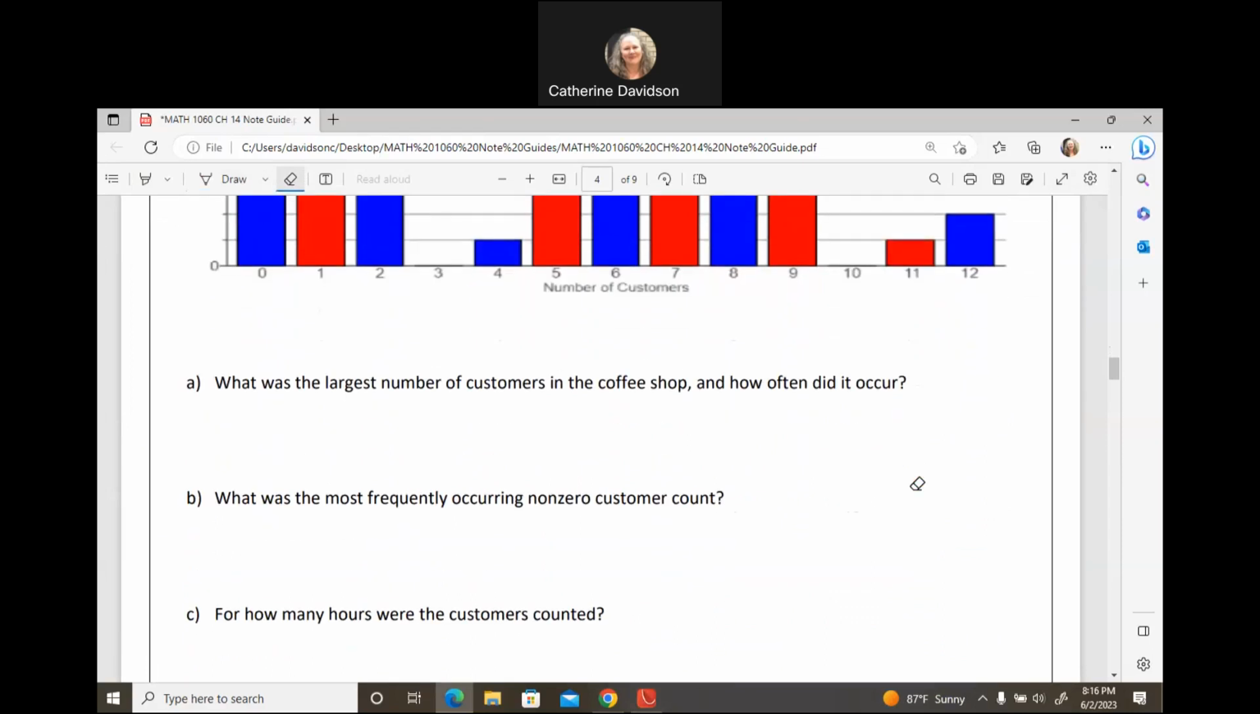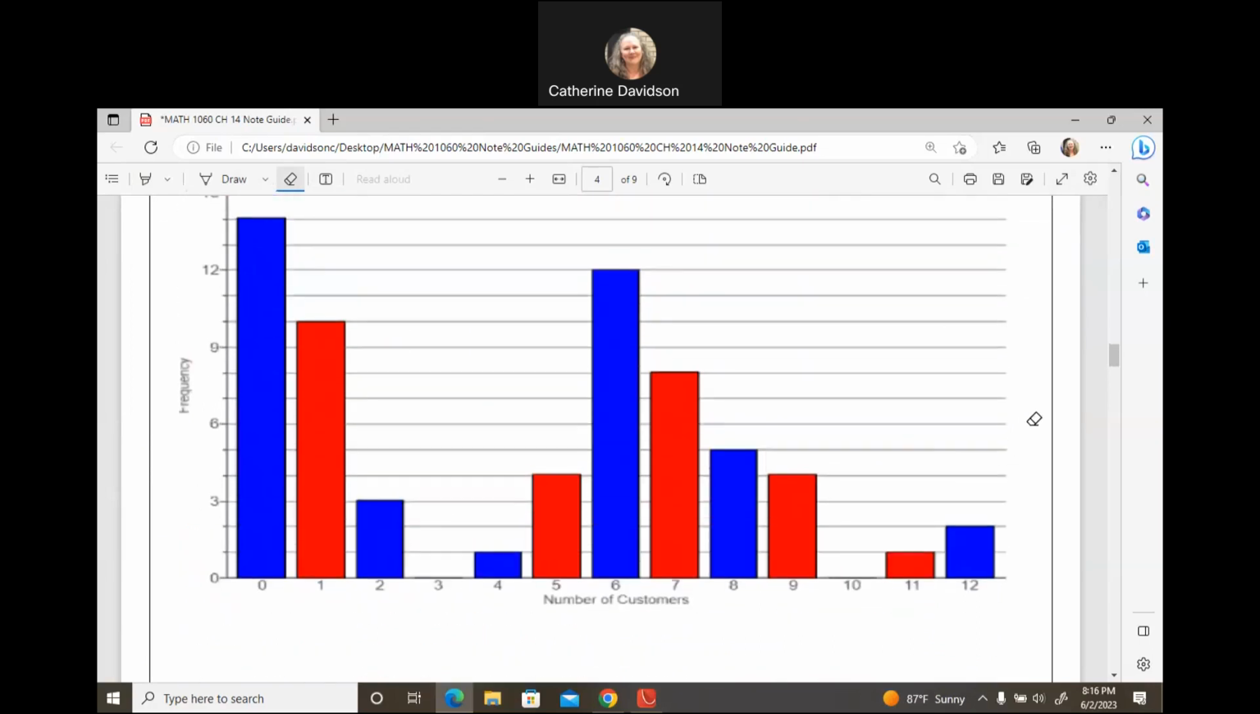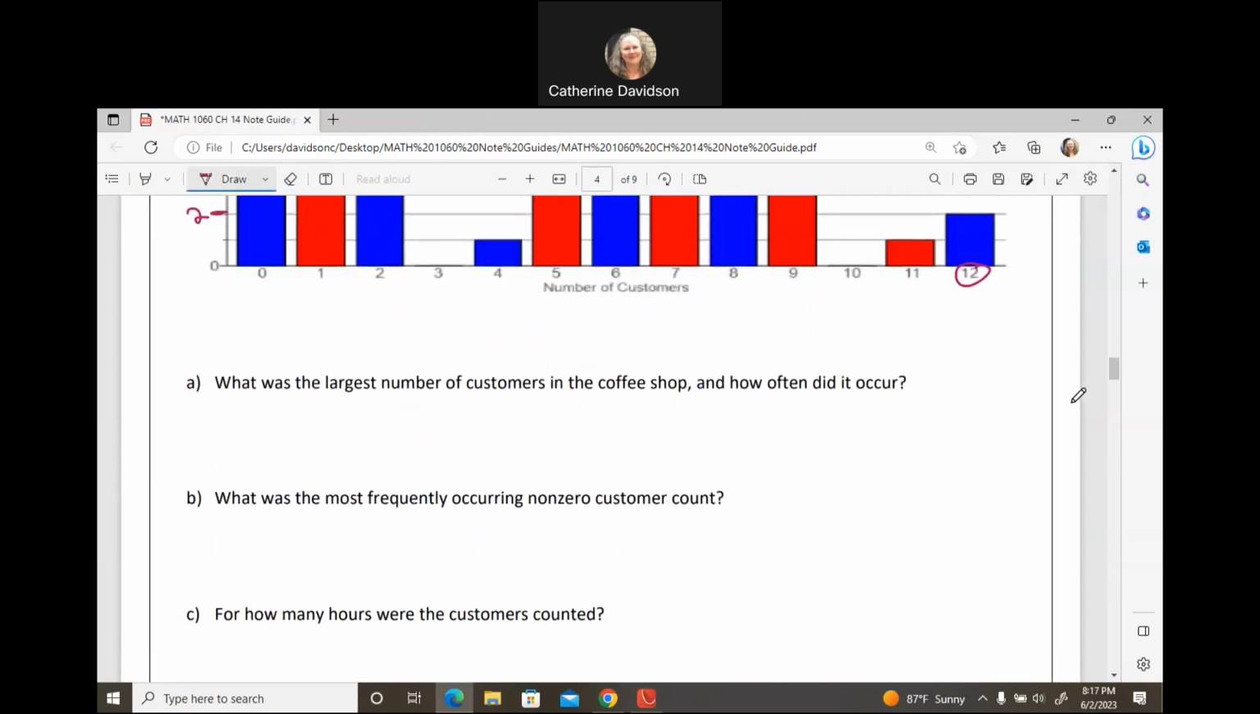What was the largest number of customers in the coffee shop and how often did it occur? So there were 12 customers. It's the largest number of customers. And that would be the frequency was 2 days. Okay. So 12 customers. That was for 2 days that they counted 12 customers.